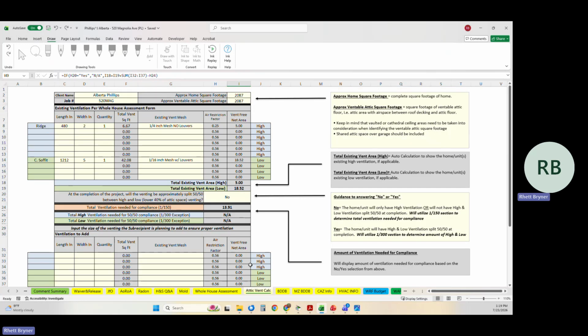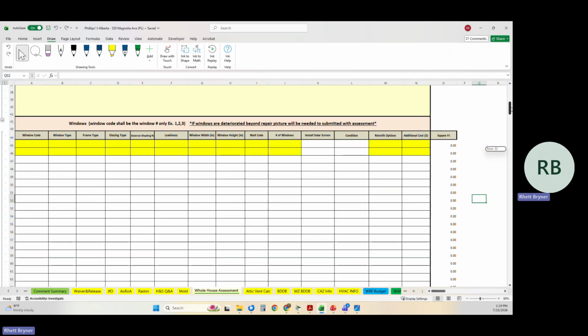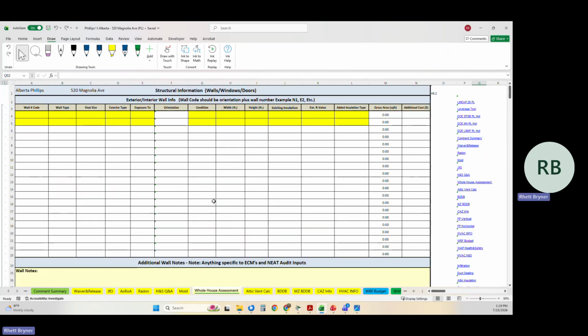Whenever you're entering things. The next section, we will get into the whole house assessment tab, and that is a much larger part. But we'll get into that in the next video.